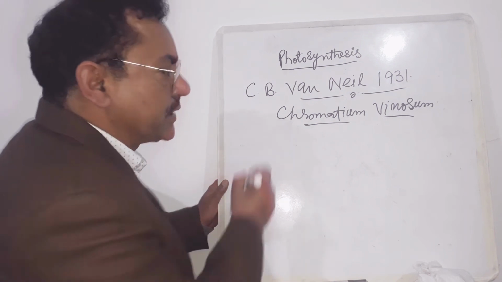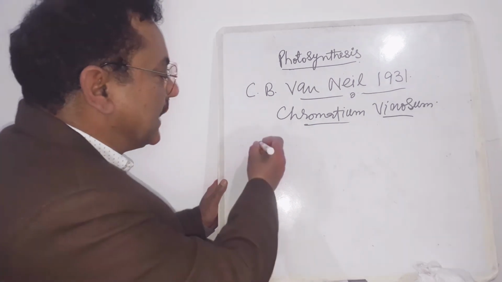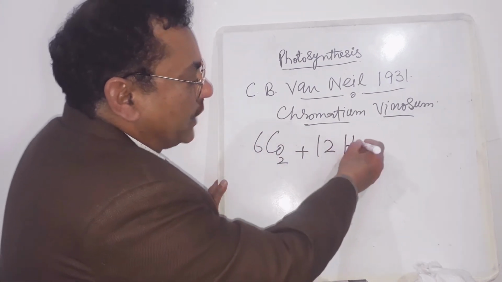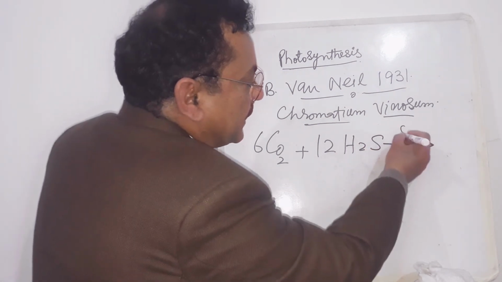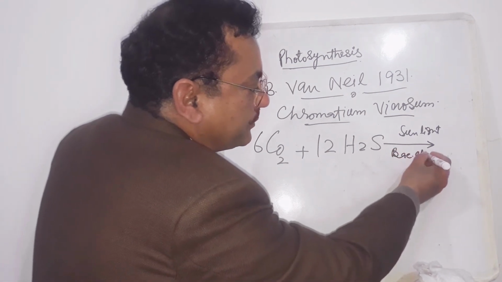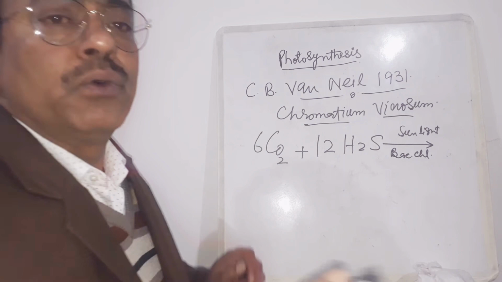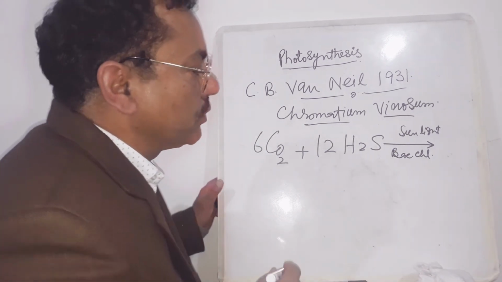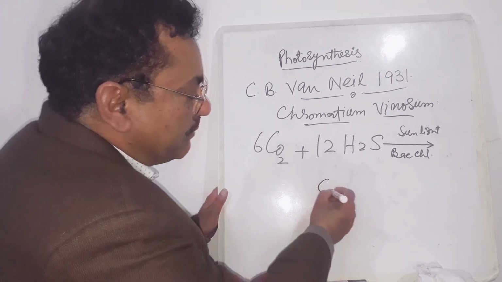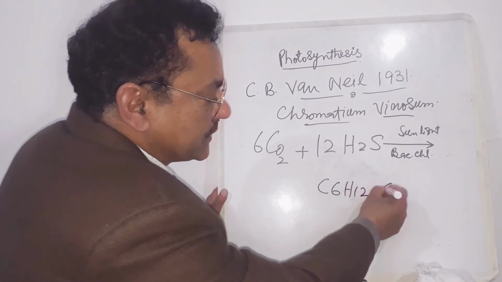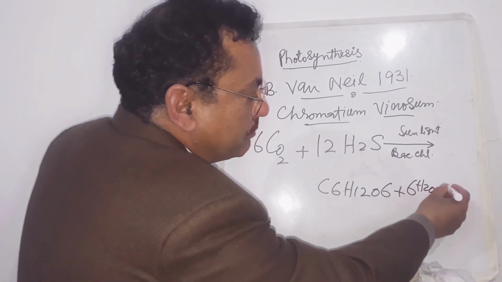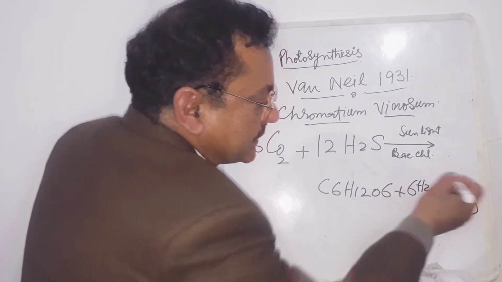So he wrote the equation for the bacterial photosynthesis as 6 times CO2 plus 12 times H2S in the presence of sunlight and a pigment called bacteriochlorophyll. Bacteria have their own type of chlorophyll molecule, that is bacteriochlorophyll. And he observed that it manufactures C6H12O6 plus 6 times H2O plus 12 times S.